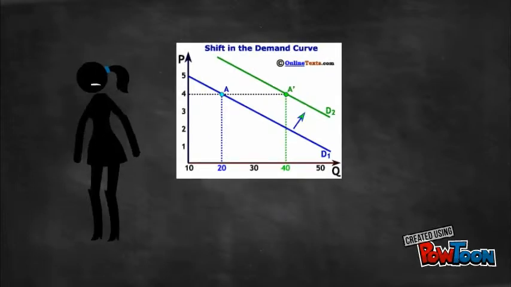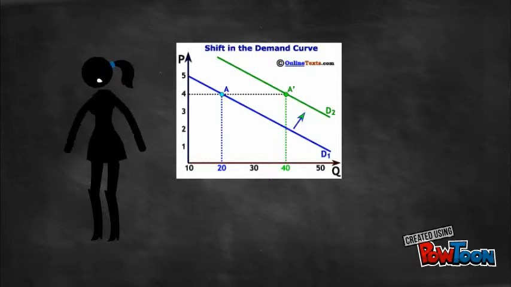The shift outwards in the demand curve from D1 to D2 means that she forgoes her spending on Tommy Hilfiger because she can only afford to buy the Penneys clothes. So the quantity demanded of Penneys clothes shifts from 20 to 40.